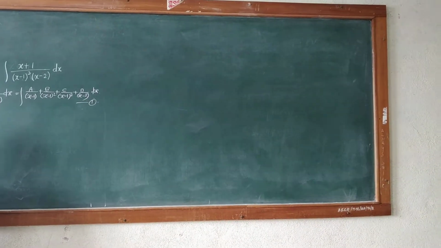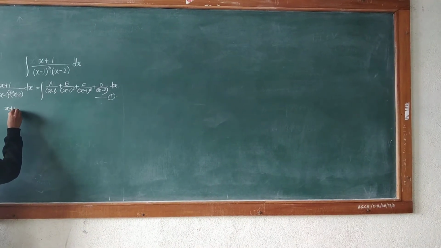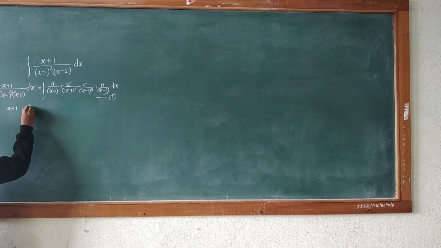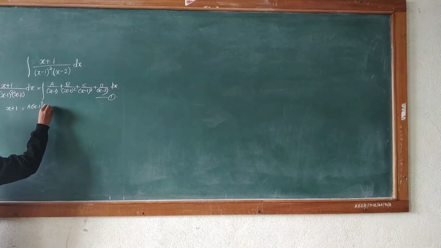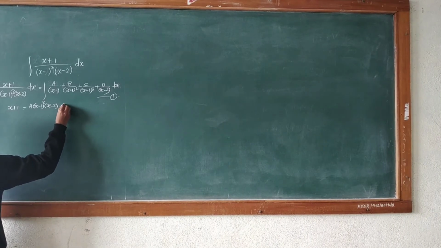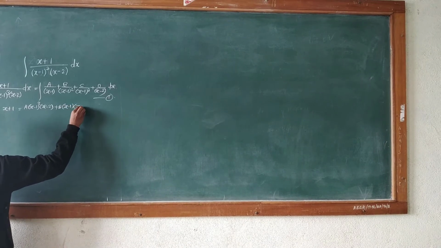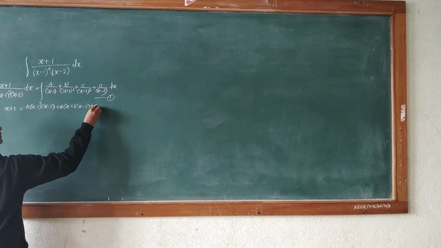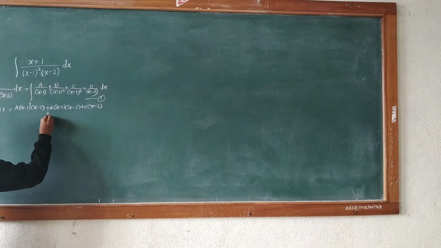Now taking cross multiplication, we get x plus 1 is equal to a into (x minus 1) square into (x minus 2), plus b into (x minus 1)(x minus 2), plus c into (x minus 2), plus d into (x minus 1) cube.